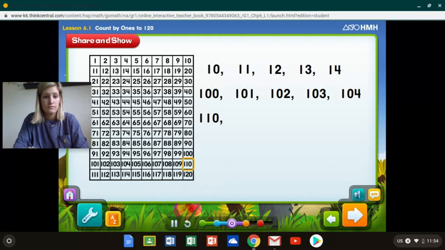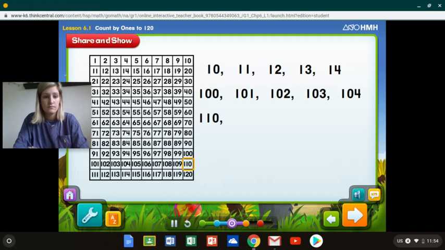Now try counting forward from 110. Select the numbers that follow 110. Okay, you guys, same deal. We're going to start at 110 and we're going to count on from 110. Go ahead and take a look: 110, 111, 112, 113, 114.